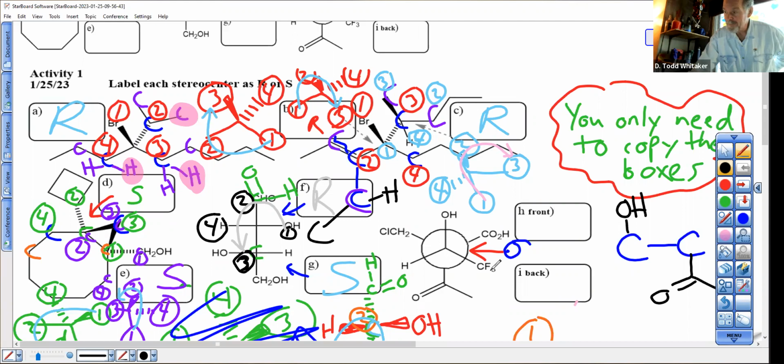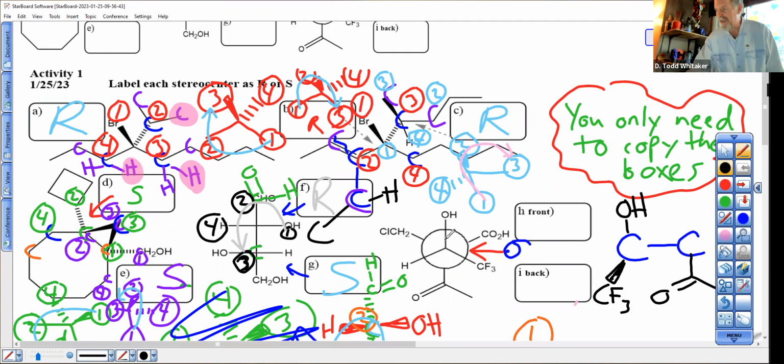Is it a little above your eye or a little below your eye? Above. Guys, it's down here. The eye's here. It's below your eye on a wedge. Okay? Below your eye on a wedge. There's the CF3.